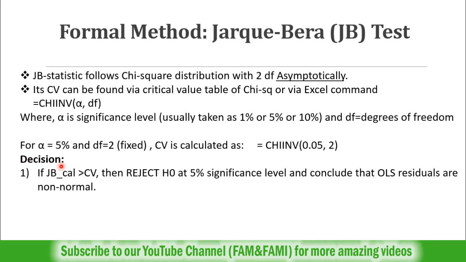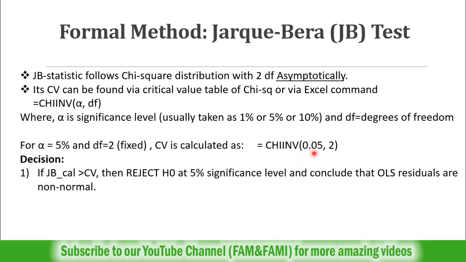Now let's discuss the decision about rejection or non-rejection of the null hypothesis. If JB calculated is greater than the critical value, it means the calculated value of the JB statistic, calculated via the formula shown in the previous slide, is found to be greater than the critical value obtained via this command. Then we reject the null hypothesis at 5% significance level because this critical value is calculated at 5% significance level. Please note that whenever we reject a null hypothesis, we need to mention the significance level at which this null is being rejected. Currently we have calculated the critical value at 5%. That's why we are mentioning that we reject the null hypothesis at 5% significance level.